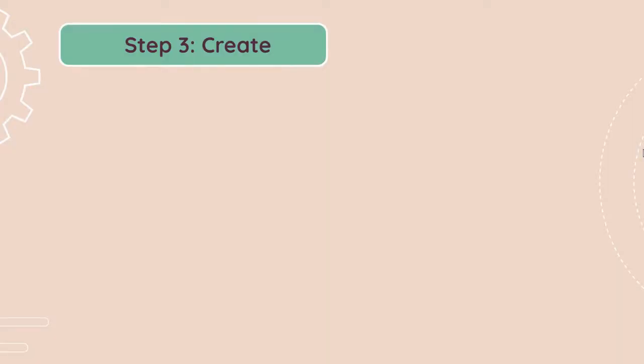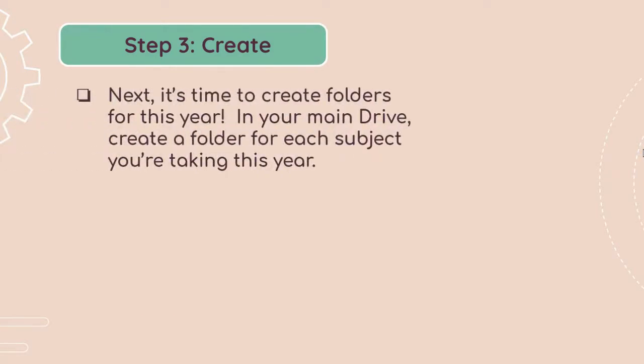Now we're going to move on to step number 3, which is creating. So now it's time to create folders for this school year. In your main drive, navigate back out of the subfolders that you've created and create a folder for each subject that you're going to be taking this year. So you probably will have one for whatever math you're taking, one for social studies, one for language arts or English, one for science, and then maybe some for your elective subjects.